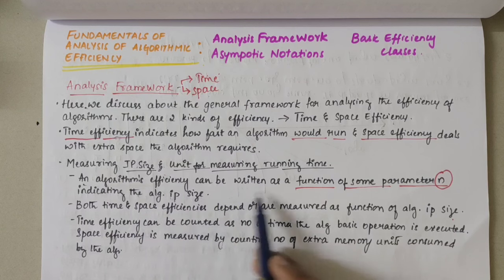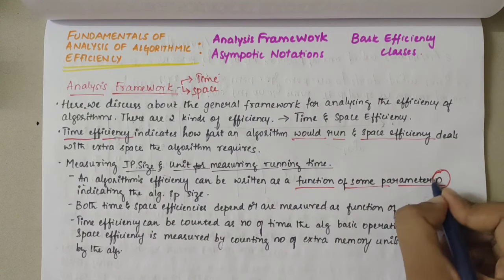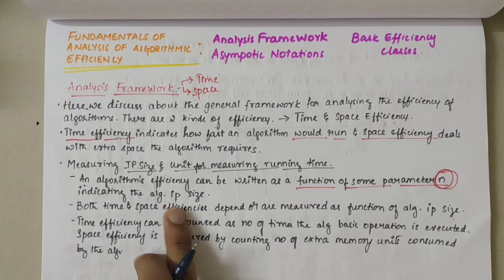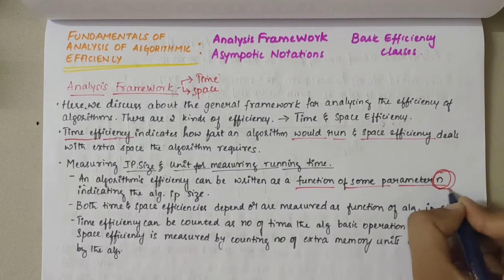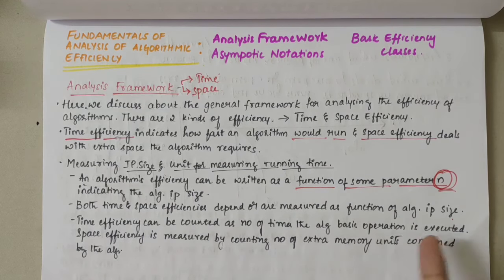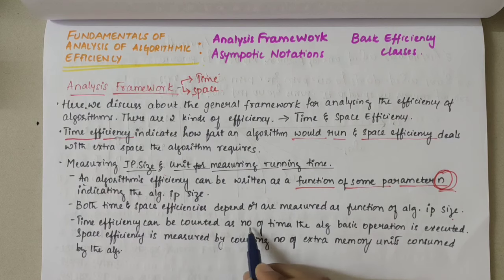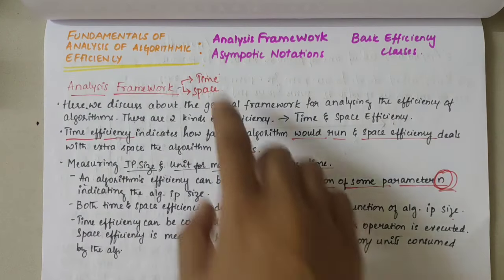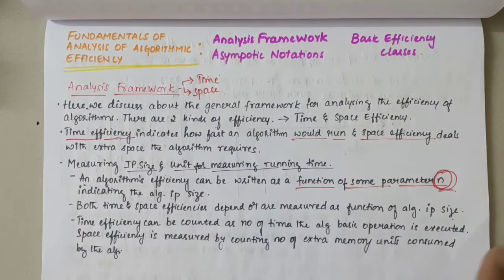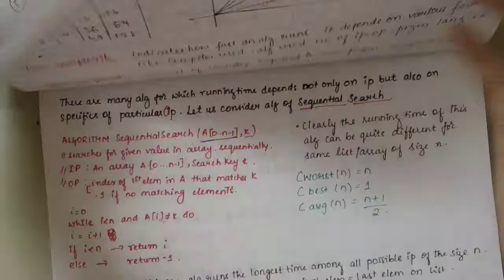An algorithm's efficiency can be written as a function of some parameter n indicating the algorithm's input size. So both time and space efficiency depend on the n value. Time can also be explained as the number of times the algorithm's basic operation is executed, whereas space could be described as counting the number of extra memory units consumed by the algorithm. So summarizing the analysis framework, it's about time efficiency and space efficiency. Let's move on to the next topic.